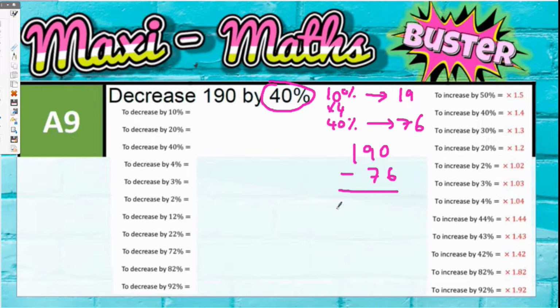And that is going to give you, if you borrow from there, 10 take 6 is 4, 8 take 7 is 1, 1 take nothing is 1. That will give you 114. So the final answer is 114.